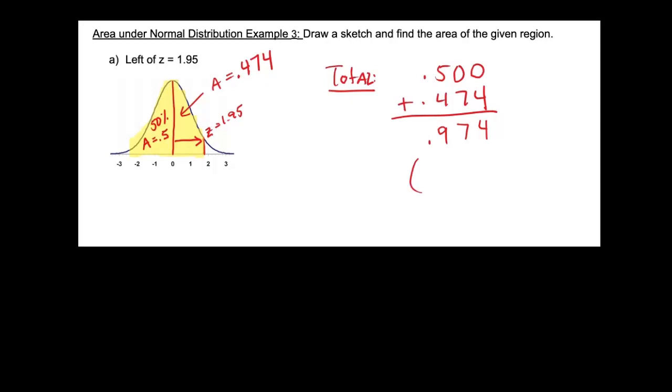The percentage, if I move my decimal 2 spots to the right, is also 97.4%. So if you're ever needing to find the percent, that's the percentage. And then looking at my picture, that looks reasonable because remember the area under the whole curve is 100%. So 97.4% means that most of it should be shaded, which it is. So that seems reasonable. All right, let's do another problem.